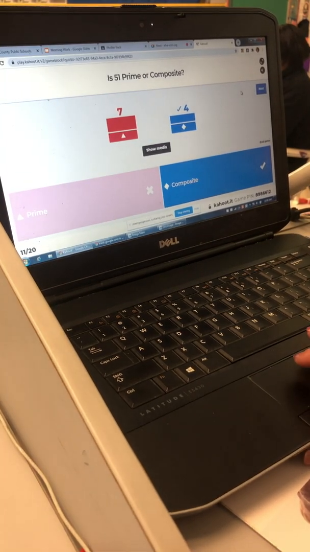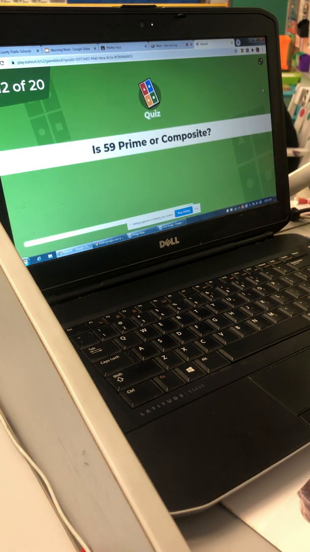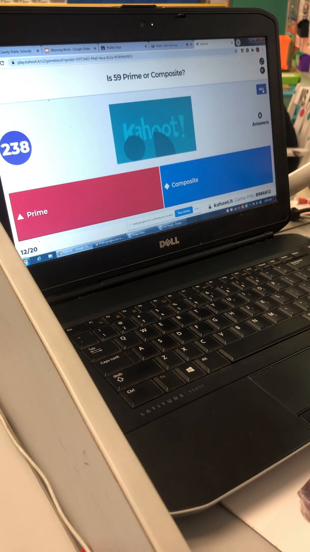All right, we're going to do one more. Is 59 prime or composite?